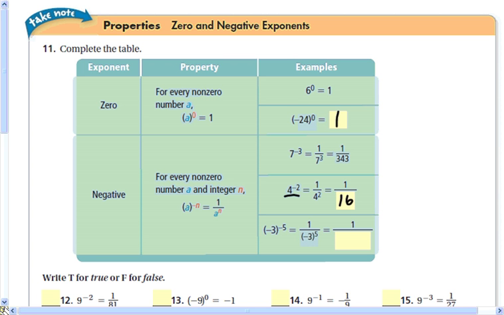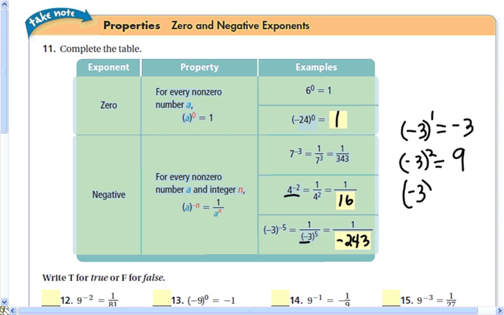Negative 3 to the negative fifth is 1 over negative 3 to the fifth, which is 1 over, let's see, 3 to the fourth is 81, 243, negative 243. Something interesting happens when you have negatives. If you do negative 3 to the first, you get negative 3. Of course, anything in the first power is itself. If you do negative 3 to the second, that's negative 3 times negative 3, which is positive 9. Negative 3 to the third is negative 27, because now we're multiplying by a negative factor again.